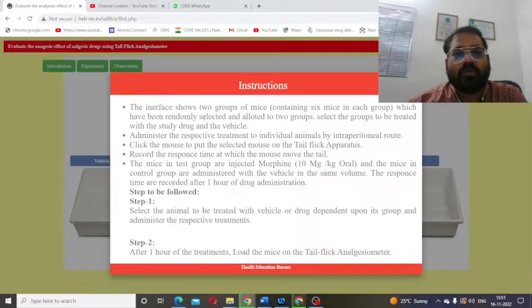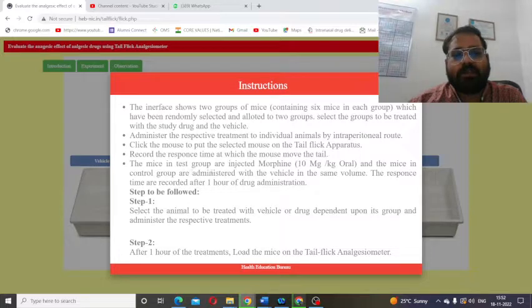The interface shows two groups of mice, with six mice in each group, which have been randomly selected and allotted to two groups. Select the groups to treat with the study drug and the vehicle. Administer the respective treatment to individual animals by intraperitoneal route. Click the mouse to put the selected mouse on the tail flick apparatus. Record the response time at which the mouse moves the tail.